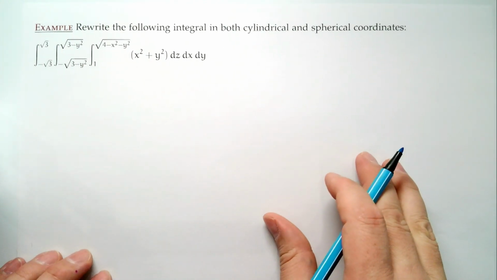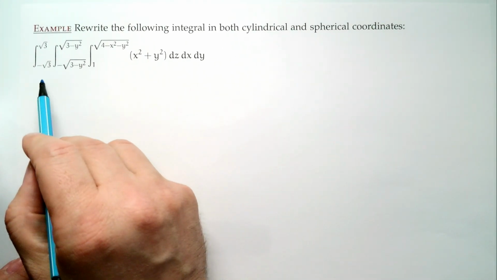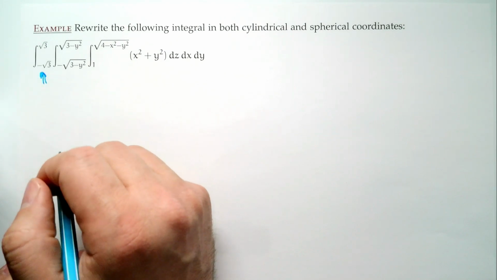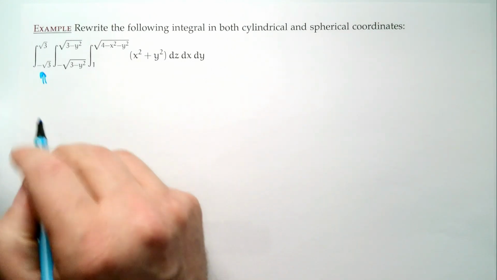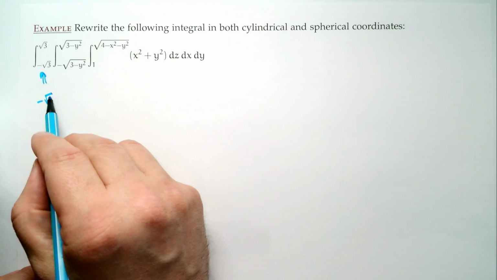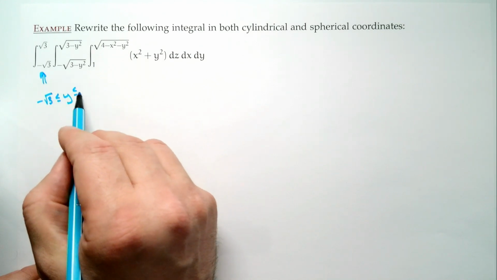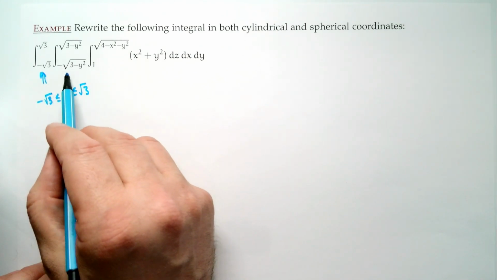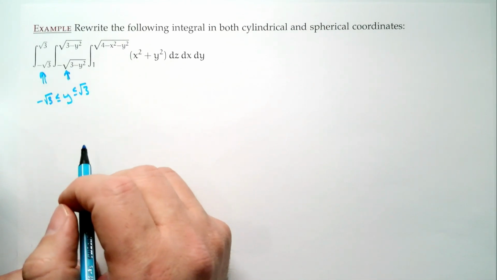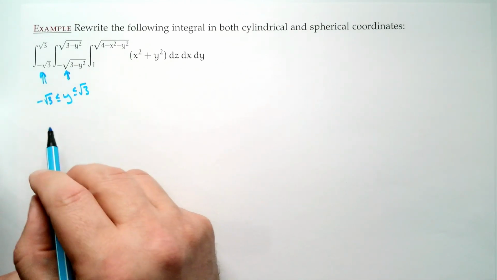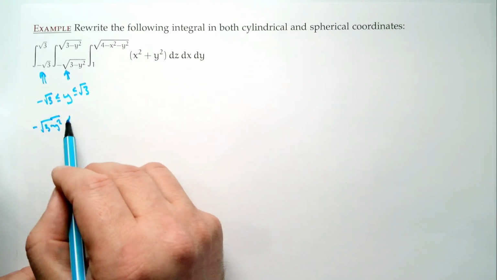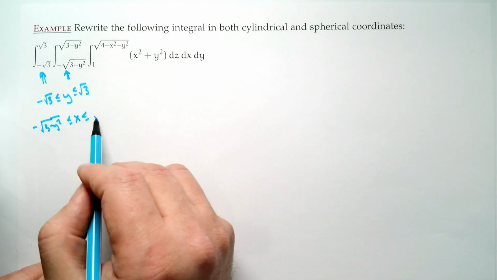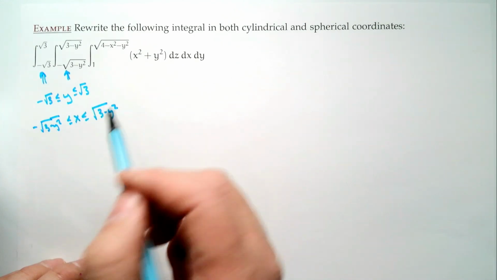Well, let's see if we can decode. What are the outer bounds? What variable are we looking at? Yes, it's the y variable. Okay, so this tells us that y goes between minus root 3 and positive root 3. Go to our next layer. What variable am I looking at there? X. So I'm looking from minus root of 3 minus y squared, less than or equal to x, less than or equal to root of 3 minus y squared. Well, let's piece these things together.